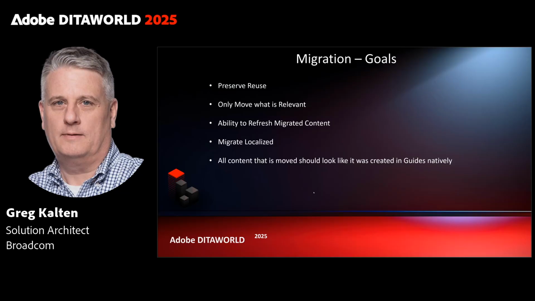If you saw before, we had 2 million objects and only 1 million pages. That told me there was a lot of content that had been unpublished and just was left in the CMS that we did not want to move forward. Third, we needed to be able to refresh our migration after it happened.